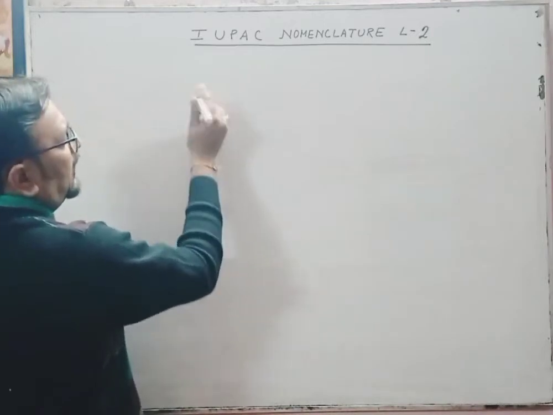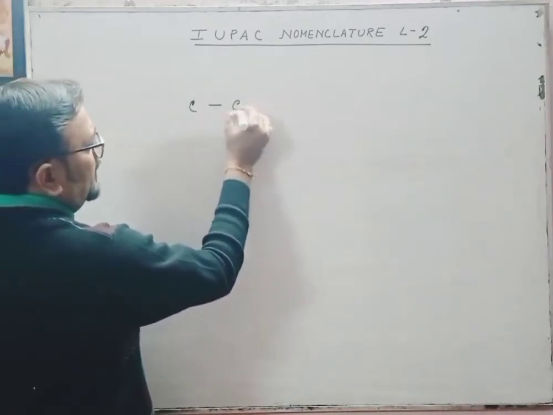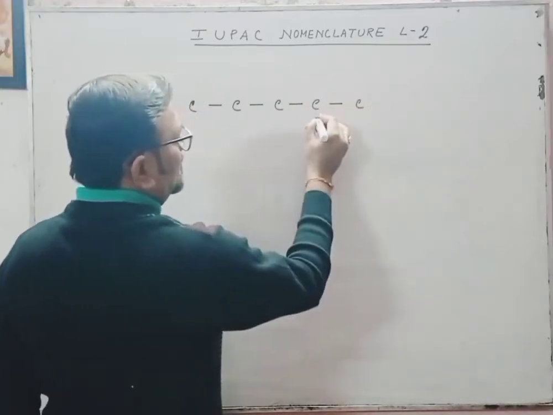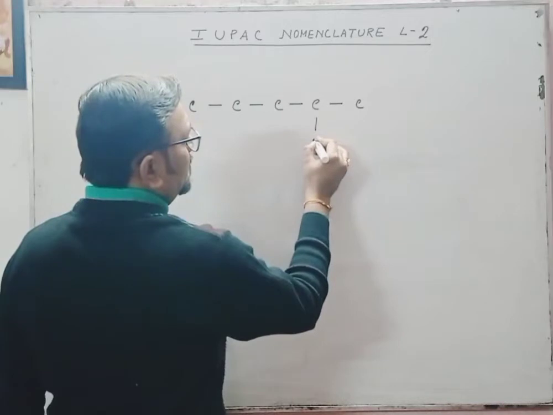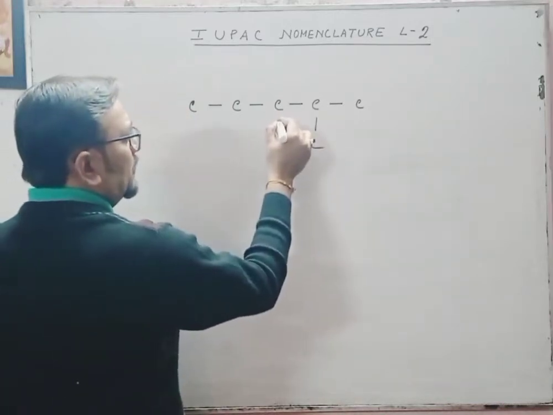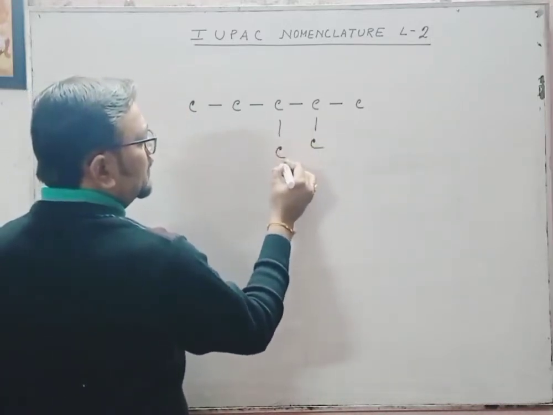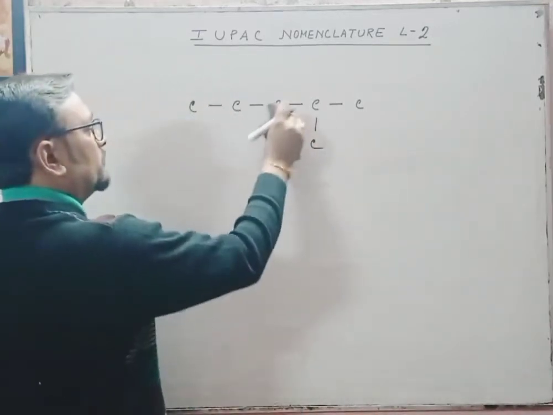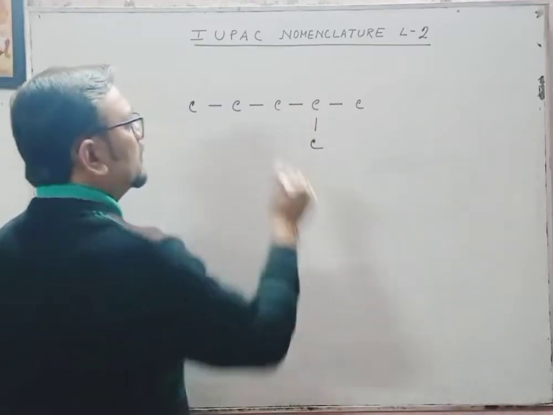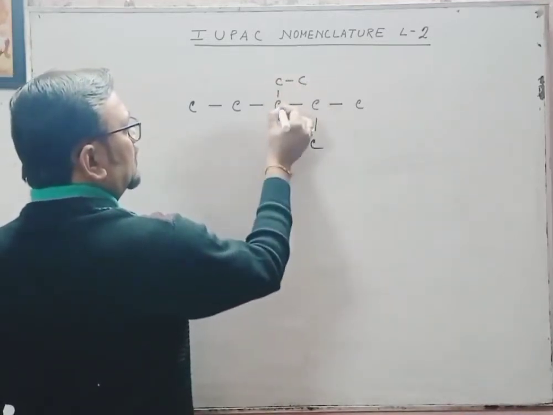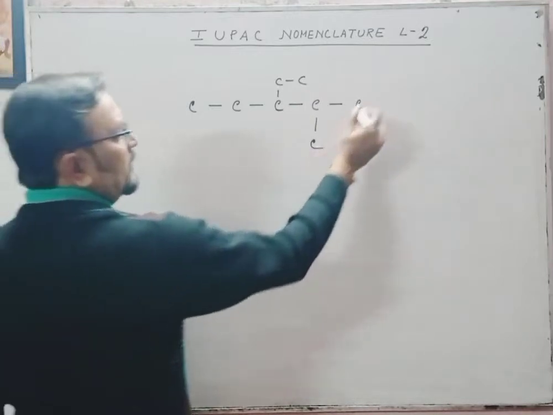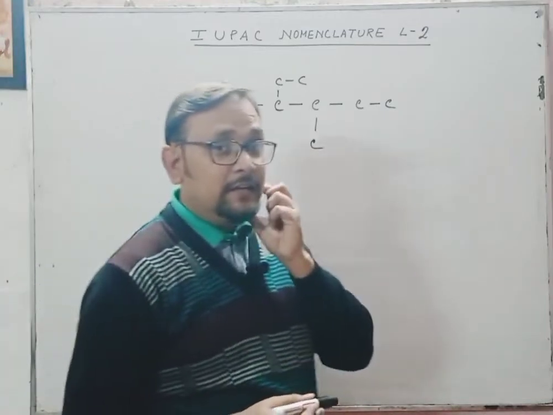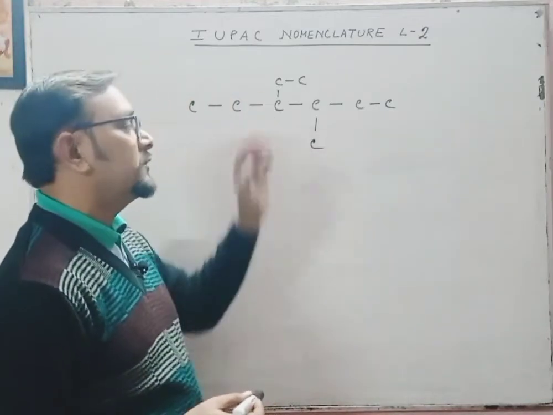Now let us start with an example. Say you have got a compound like this, where you get a substituent over here and another substituent here. I am writing it at the top. Let me expand the chain. Now here you see that different types of substituents are given.